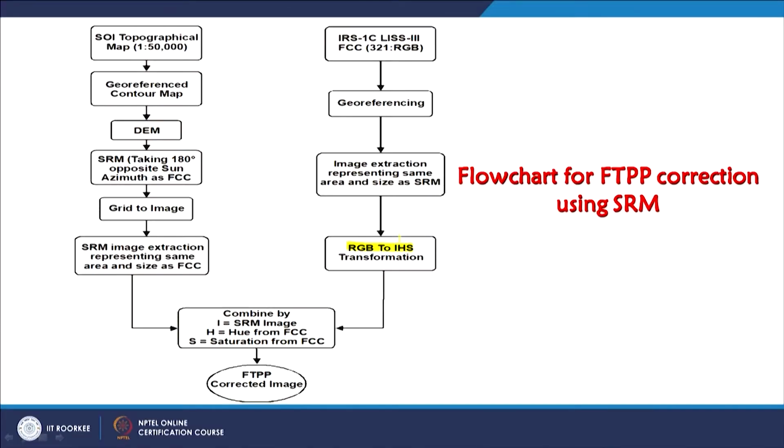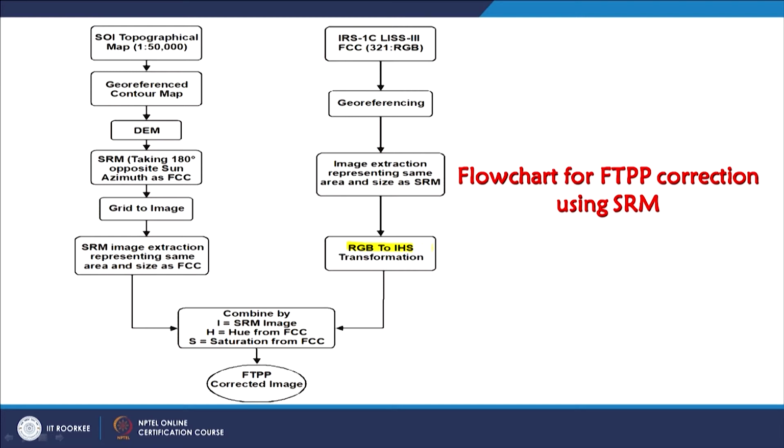And when this is there, then the color composite which we have we will split into 3 components, and this is what is shown here. This is IHS, that is intensity, hue and saturation. A color composite image will be split into 3 components using any standard digital image processing software, and now we will have 3 components IHS: intensity, hue and saturation.